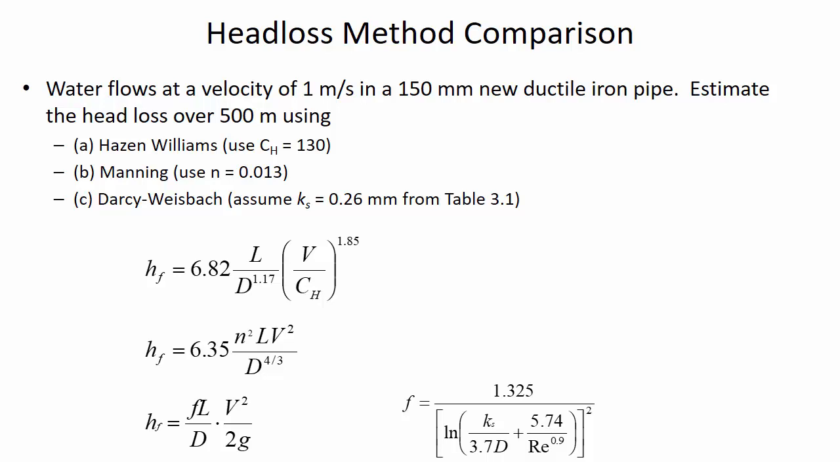All right, so I'm going to pause the recording, give you some time to calculate h sub f according to these 3 different methods, and then let's see, if Darcy-Weisbach is the gold standard, how close do Manning and Hazen-Williams get to that gold standard?